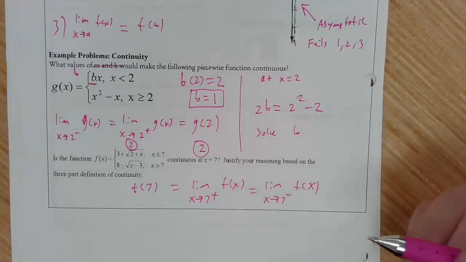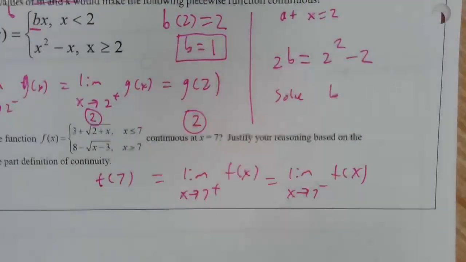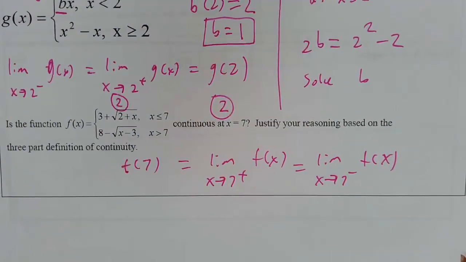So f of 7, we plug it in. Would that be plugged into the top part or the bottom part? If I plug in a 7, is that going to go in the top expression or the bottom expression? Which one has 7 included?